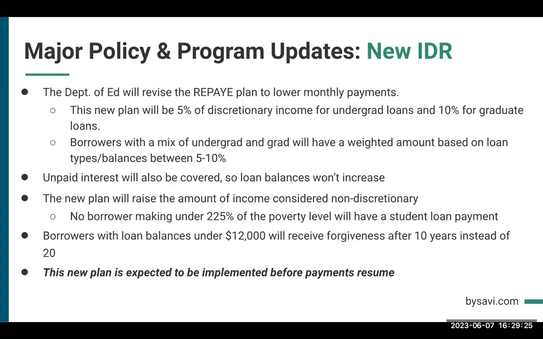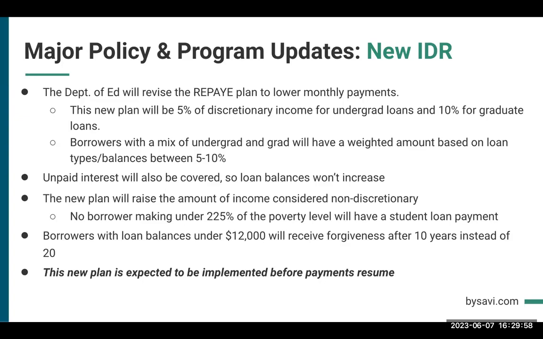So this new plan will cap your monthly loan payment at 5% of your discretionary income for undergrad loans and 10% for your grad loans. As of right now, it's a flat 10% for everyone. So some borrowers will see their monthly payments reduced because of this new 5% cap. If you're a borrower that has a mix of undergrad and grad loans, you'll have a monthly payment that's a weighted amount based on your loan types and balances, and your payment will be somewhere from 5 to 10% of your discretionary income.